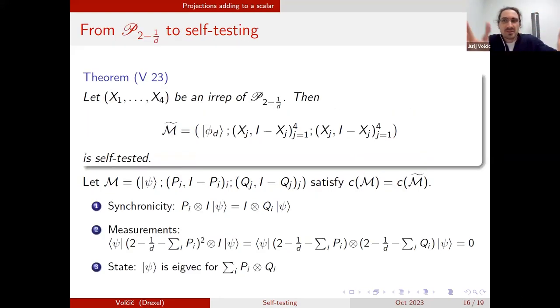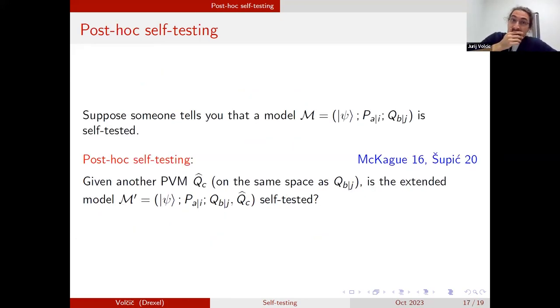Now I also want to certify some additional measurement. I said I can self-test a single measurement. The idea here is called post-hoc self-testing. It was first implicitly used in 2016, and really defined in words in 2020, at least as far as I know. The question is simple. Someone gives you a self-tested model, and now you take another measurement, let's say on party B's side. Can you add it to your model and hope that the whole thing is still self-tested? It's a natural question: when can you keep enlarging your model and hopefully everything stays self-tested?